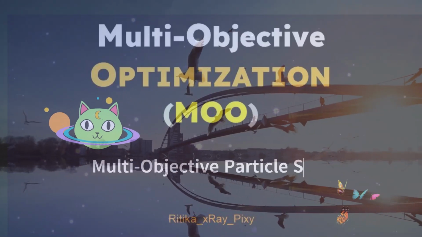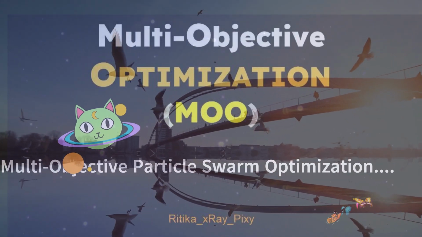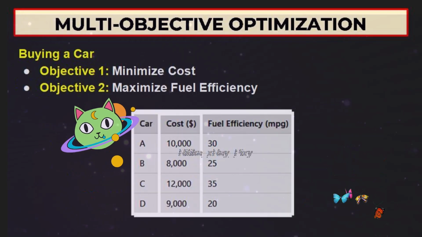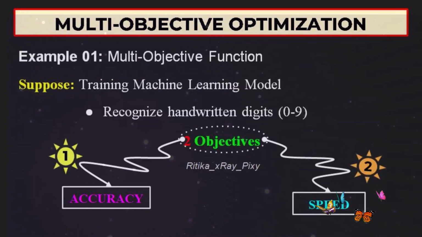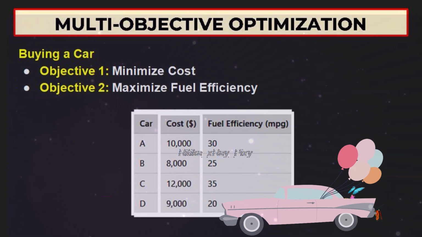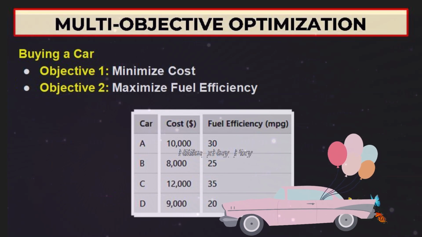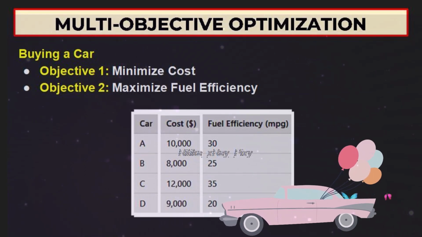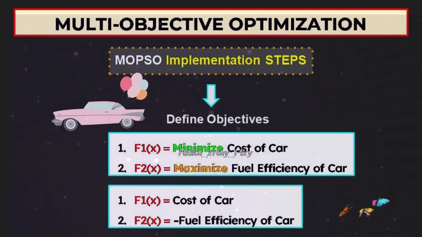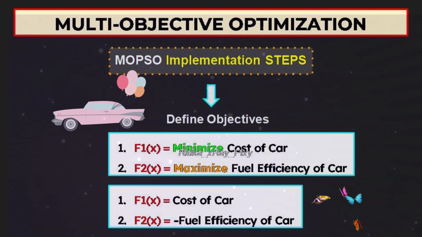In this video, we will discuss multi-objective particle swarm optimization algorithm, and we will try to understand this using different numerical examples. For example, you can see here first example we have training machine learning model. Second example we have here developing a fitness tracker. Then third example you can see here for buying a car, that numerically we will discuss step by step in detail. After that you can see here multi-objective PSO implementation steps.